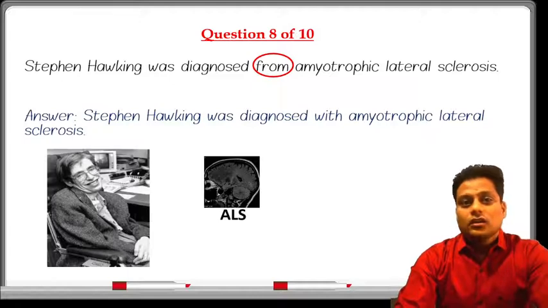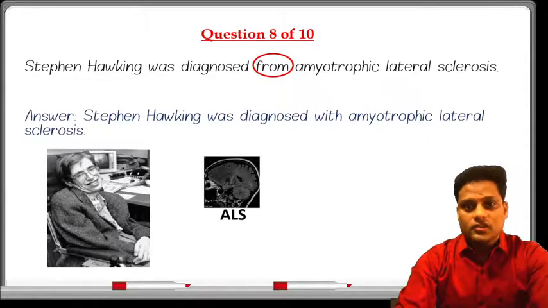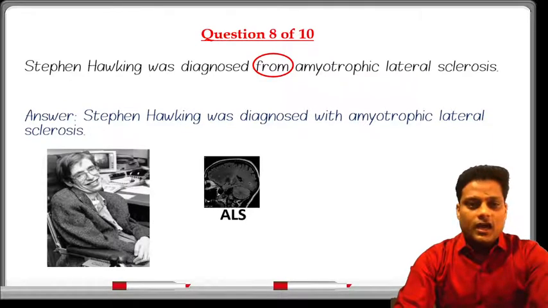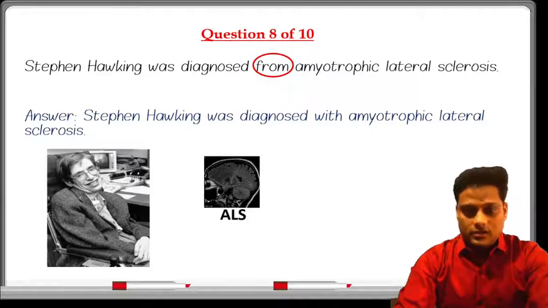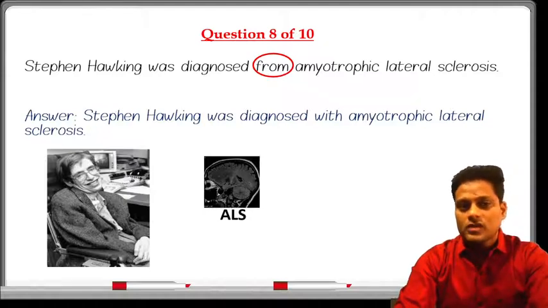Yes. Not diagnosed from, it's diagnosed with. Stephen Hawking was diagnosed with amyotrophic lateral sclerosis. It's a neural disease where you slowly start losing control over your muscles, and unfortunately he was diagnosed with ALS.